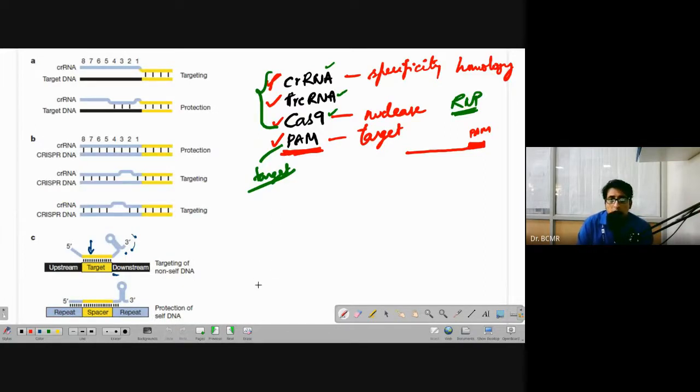So the question here is, until now what we discussed is how memory is generated, right? That is the first thing. Now we have to also discuss how this system distinguishes what is self from what is non-self, or foreign.